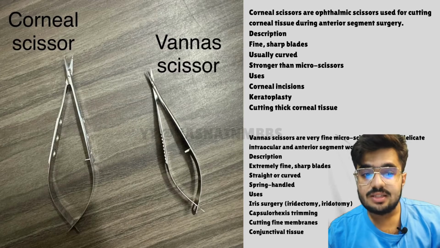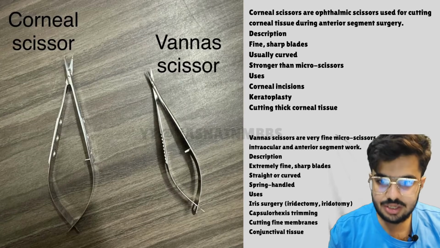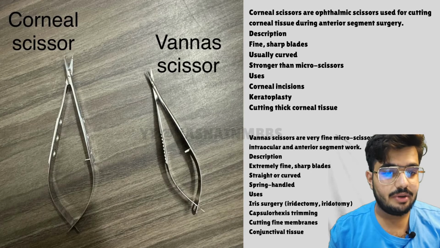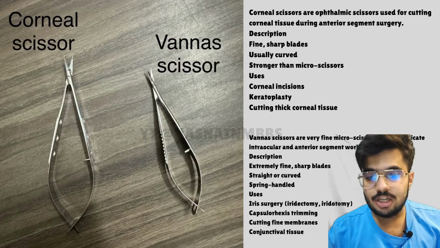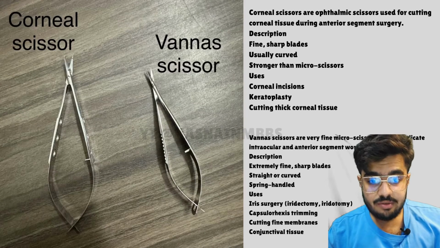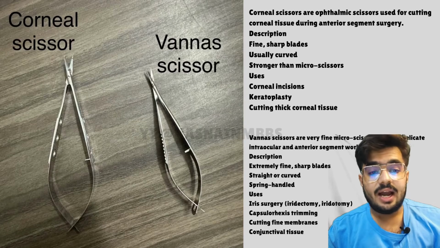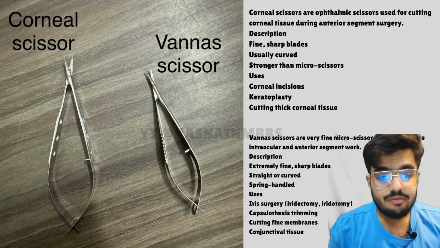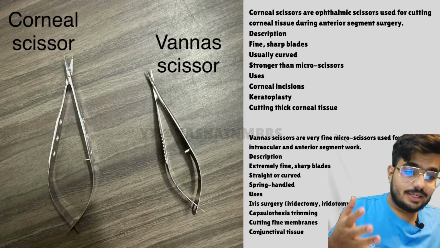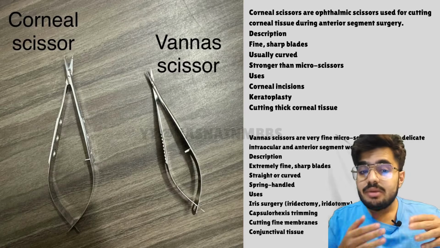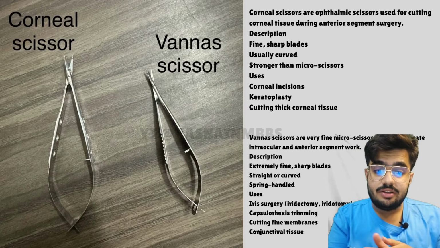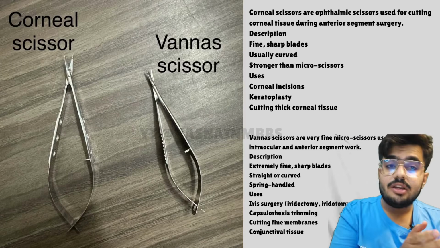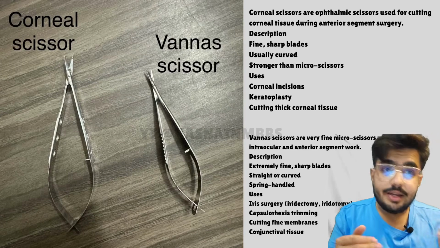In the case of Vannas, Vannas is a very fine microscissors. It is used for delicate intraocular or anterior segment work. It is extremely fine and sharp. It could be straight or curved. It is used in surgeries like iris surgery, like iridectomy, iridotomy. As soon as you say iridectomy or iridotomy, your viva may be directed towards the indication of iridectomy, in which condition we do iridotomy, or differentiate between iridectomy and iridotomy.